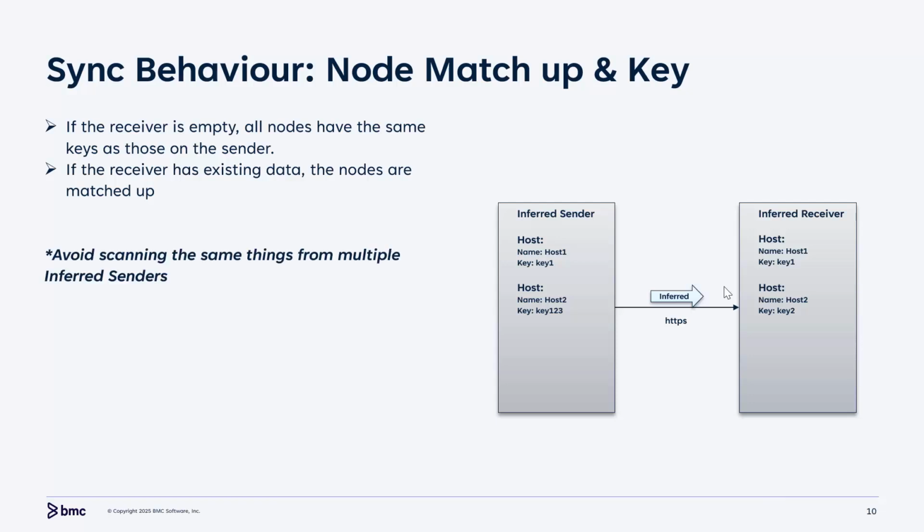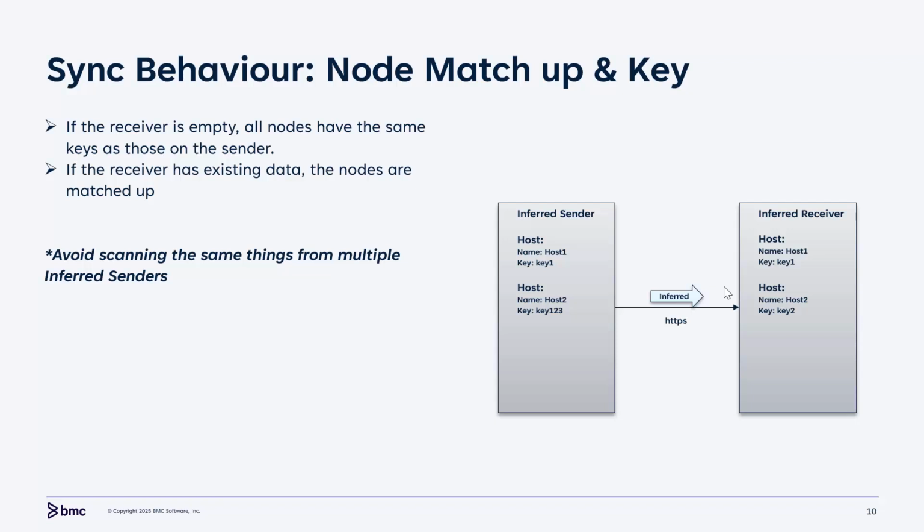This is because in BMC Discovery, the key is hashed for a few software instances. If you are scanning and sending those types of software instances from multiple inferred senders to the same inferred receiver, then there is a possibility that those software instances are not matched properly on the receiver end. Please note this is only applicable for a few software instances and it's not going to impact the root nodes such as your host or network devices. But still, if possible, avoid scanning the same set of IPs from multiple inferred senders.